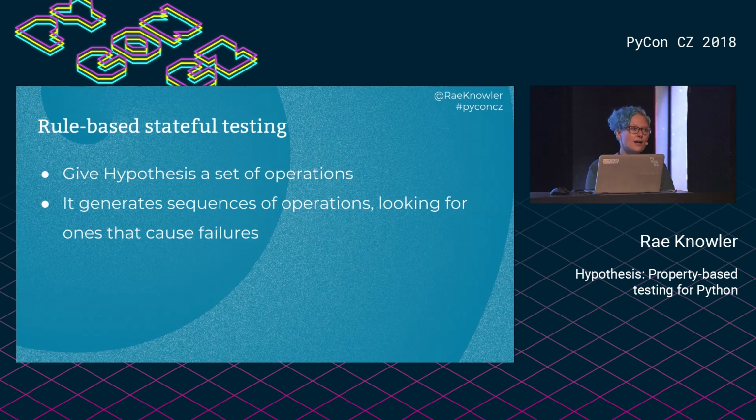So for example, sort of classic would be you're testing database code and you want to be able to insert into the database, update values in the database, delete from the database, and so on. So you tell hypothesis all of these things it can do, and it generates sequences of those operations, looking for ones that cause failures. So if I add, and then I delete, and then I get, and then I delete again, can I coax your code to get into a failing state?